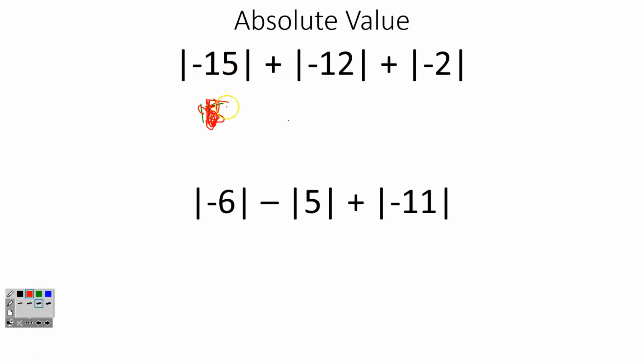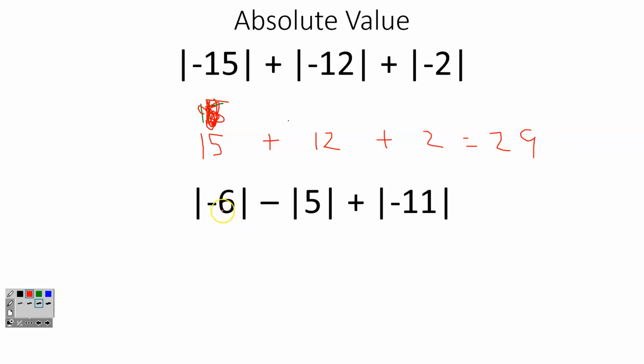So the absolute value of a -15, remember, it's just a positive. So we're going to put 15. Now we're adding the absolute value of a -12. Absolute value has to be a positive, so that's just like saying 12. And then we're adding the absolute value of a -2, which is a +2. So then we just have 15 plus 12 plus 2, which is going to give me an answer of 29.